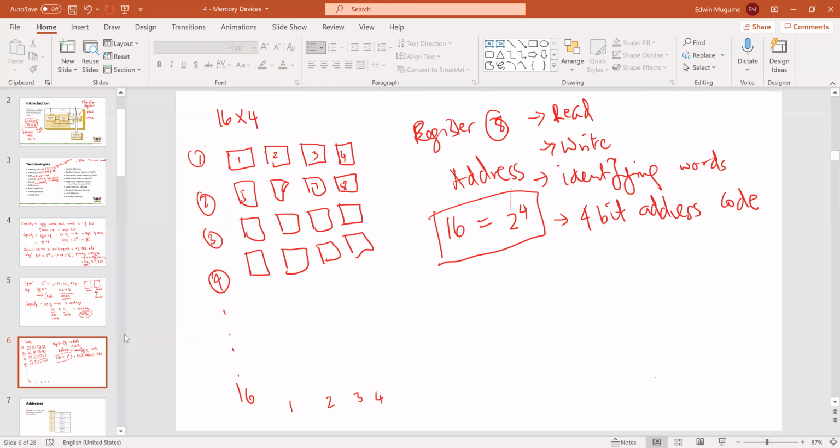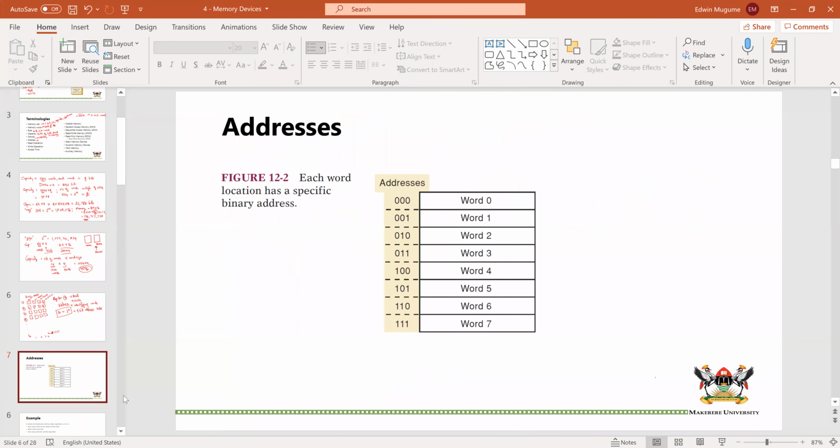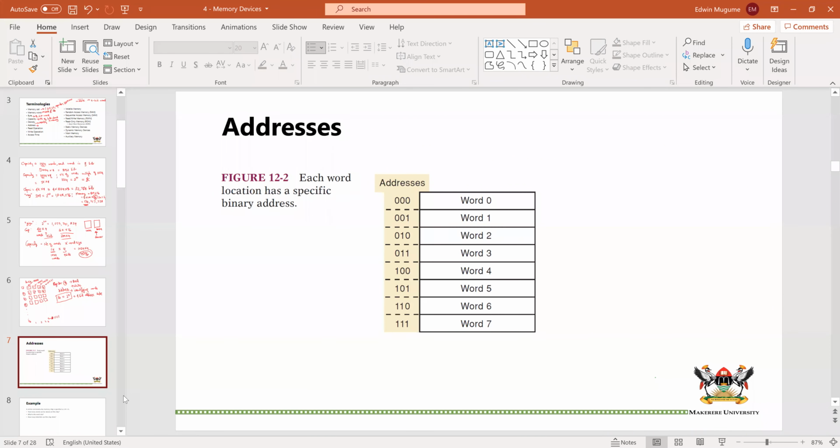And so I could say that this will be uniquely identified by address 0000, this one 0001, that one 0010, that one 0011, and so on and so forth until I reach here where I can use 1111. So if you look at this memory, it's a very simple memory, which is 8 words, word 0 to word 7. We don't know the word length here, we've not been given it. It could be 1, it could be 4, it could be 8, it doesn't matter.